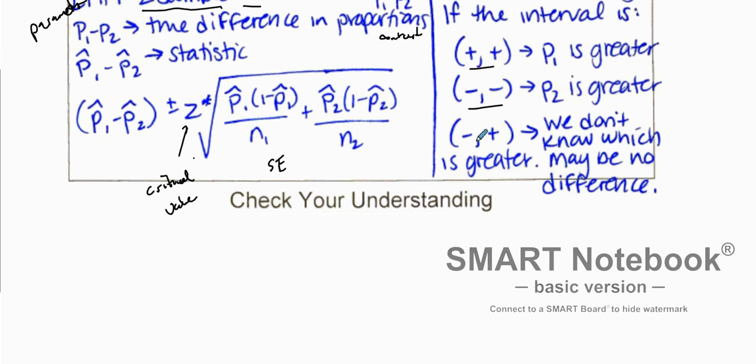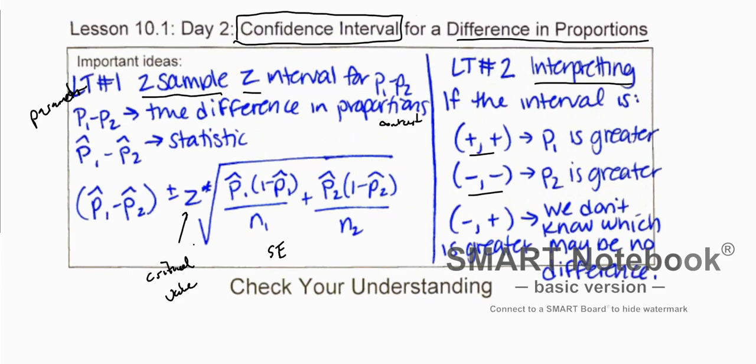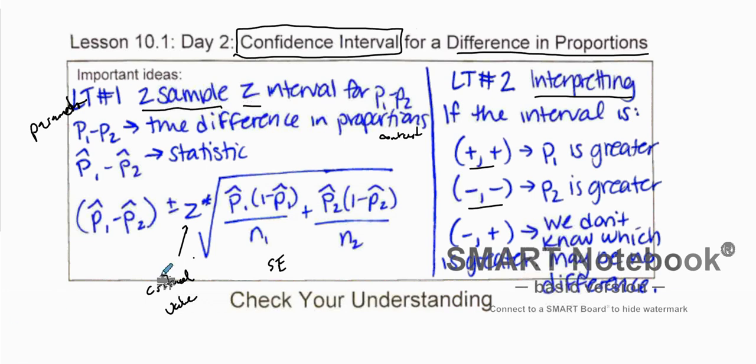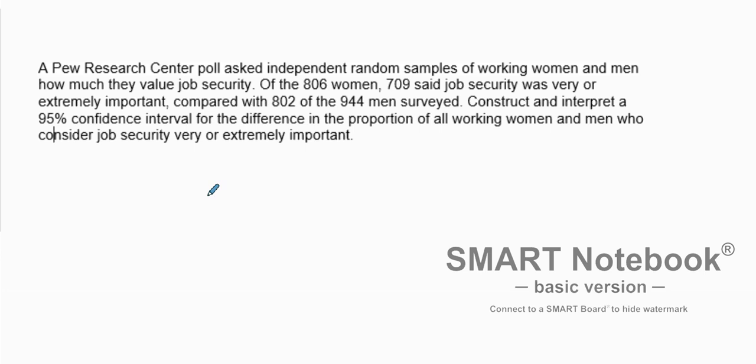Now, if we have a negative then a positive, what we know is that we really don't know anything. We don't know which one is greater, so it's inconclusive. Maybe there's no difference, but on this interval we're just not sure. So we wouldn't have any convincing evidence to state whether P1 or P2 would be greater. So let's try an example of this.